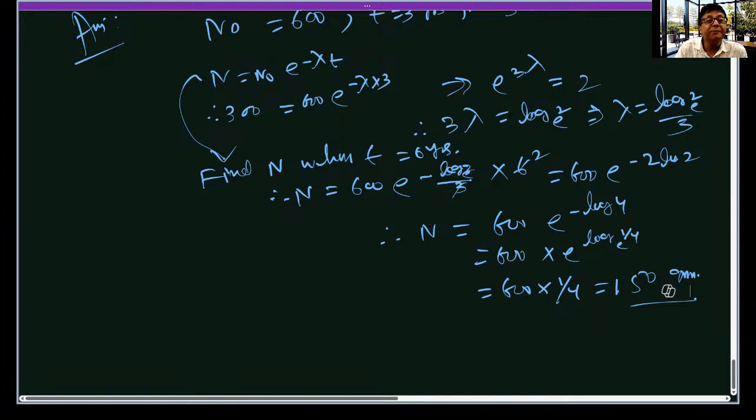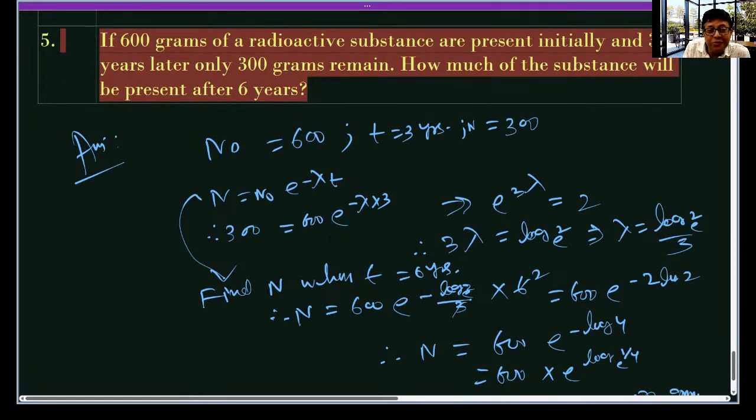So how many half-lives passed here? This is a very common question. 600 to 300, 300 to 150, half. That's why it is 6. In 3 years, it is half, another 3 years, another half is gone. That's why it is 150. Hope you have understood.